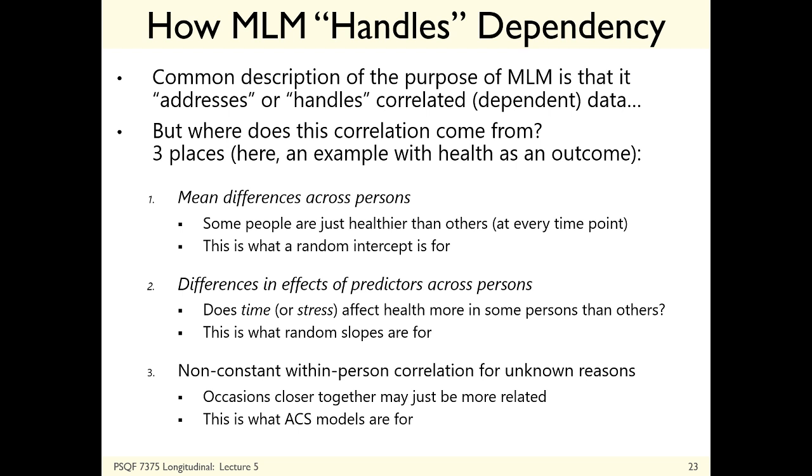The next one is differences in the effect of time-varying predictors across people. Time is one of them. If somebody grows more than other people, that is going to introduce another kind of dependency. The random intercept kind of dependency is constant. It's the same correlation all the way across time. Time-related slope differences is non-constant. It's going to depend on what the value for time is.